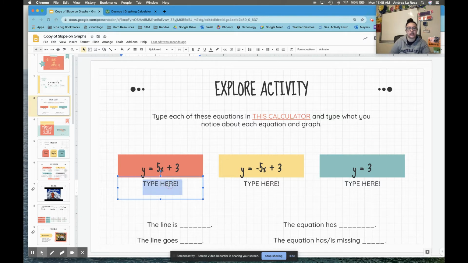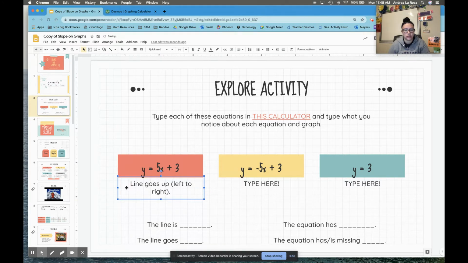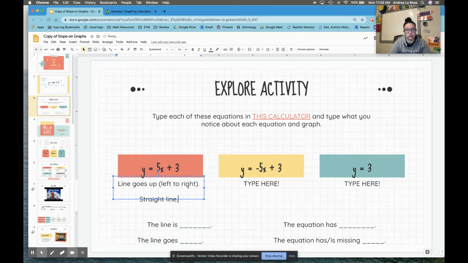We notice that the line goes up from left to right. We also noticed it was a straight line, right? Also a straight line. Let's do the next one.